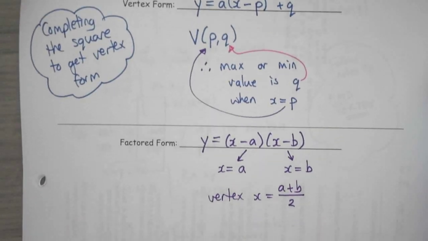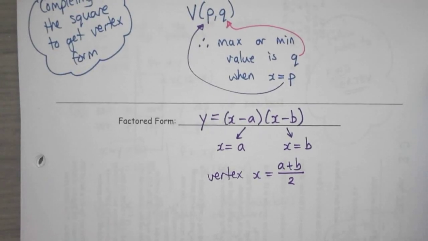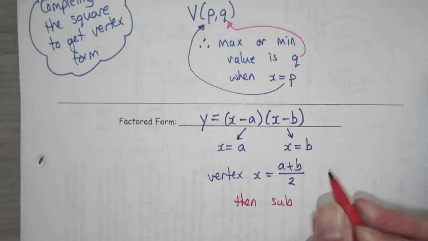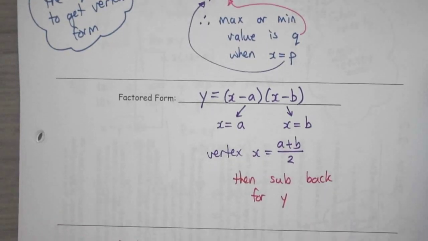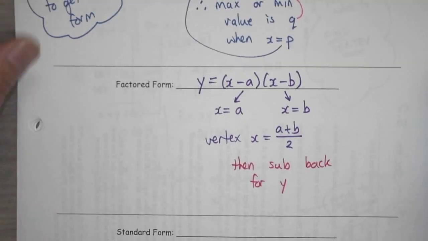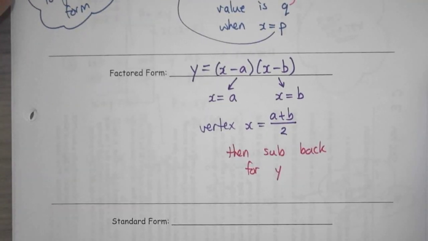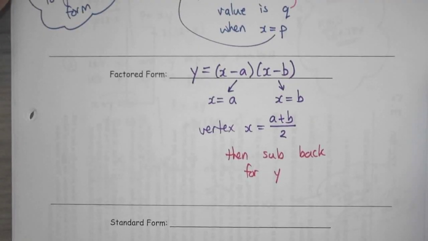Does that make sense? So you're allowed to do this. Again, I showed you that on that first example. So you can add the two, divide by 2, and then sub back for y. Right, so then you can get your x and your y from there, et cetera. So that's factored form.